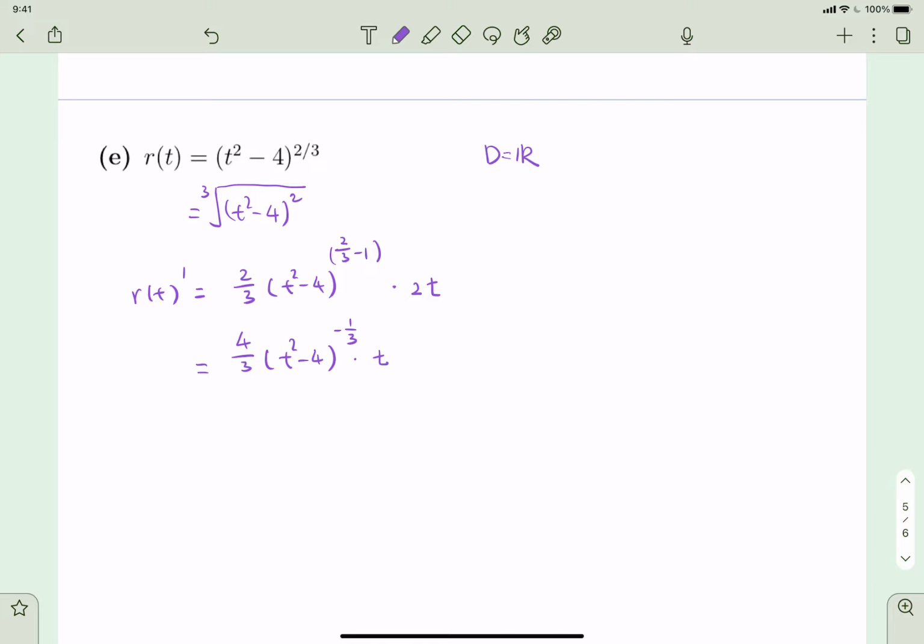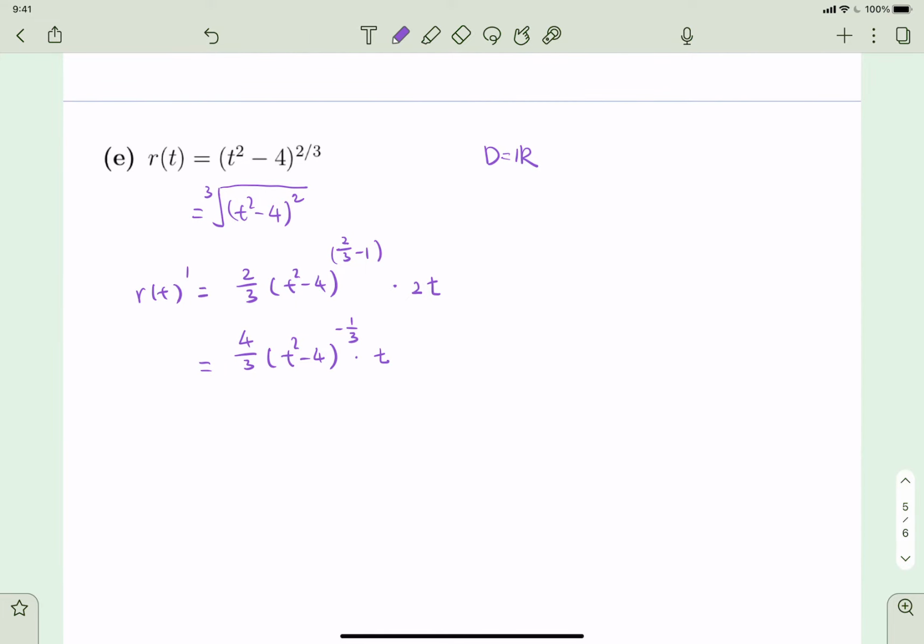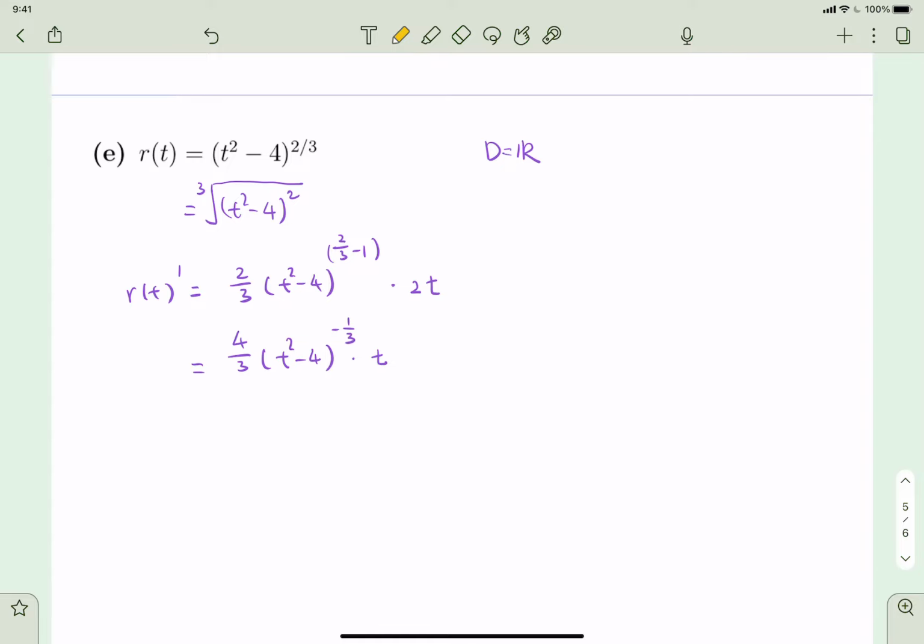And still, this expression here does not have any square root, right? It only has the cube root. The cube root does not matter, right? So this one always exists, right?